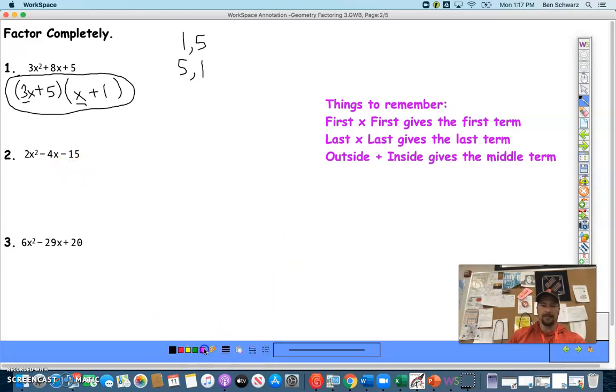Okay, this next one. Again, like I said before, always look for a common factor, but on these I didn't give you any, right? 2 doesn't go into 15. So again, we set up our parentheses like so. Now, first times first needs to get me 2x squared. So that's going to have to be a 2x and an x. Okay, now I need factors of 15. So, 1 and 15 or 3 and 5 are going to be my options here.